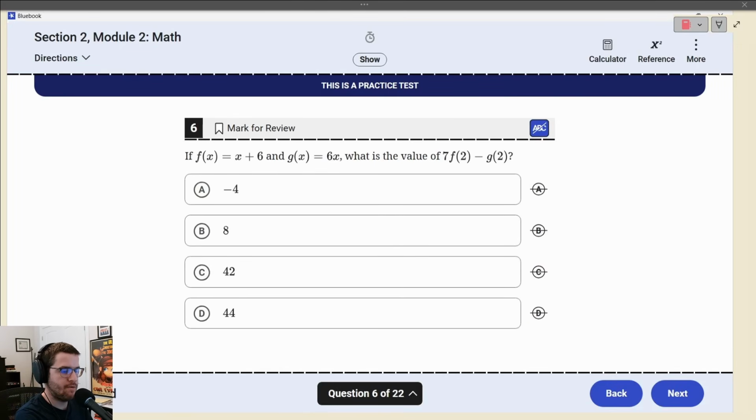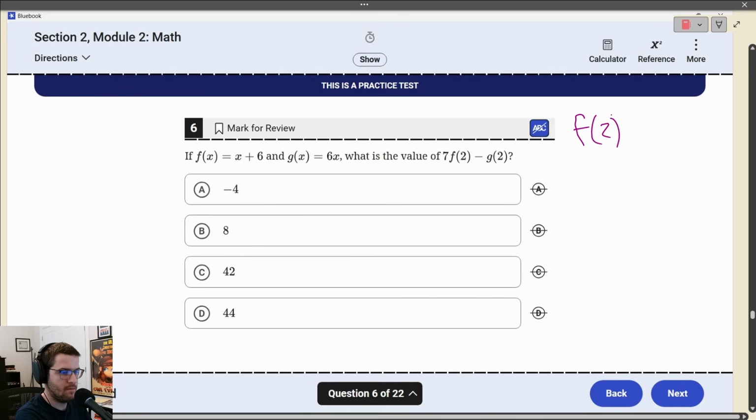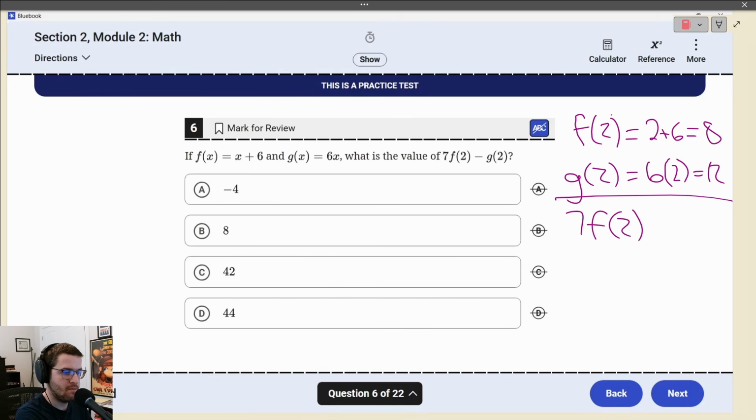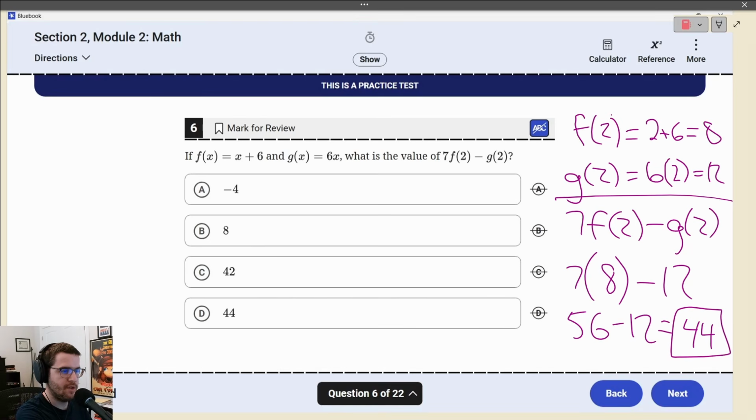Okay, question 6. So first I'm going to find f of 2. Just replace the x's with 2 in f of x. So it says x plus 6. I'm going to write 2 plus 6, which is 8. And then it wants us to find g of 2 as well. So g of 2 is equal to 6x. So 6 times 2, which is 12. So now we can do 7 f of 2 minus g of 2. That's going to be 7 times 8 minus g of 2 we said was 12. That's 56 minus 12, which should be 44, which is choice D.